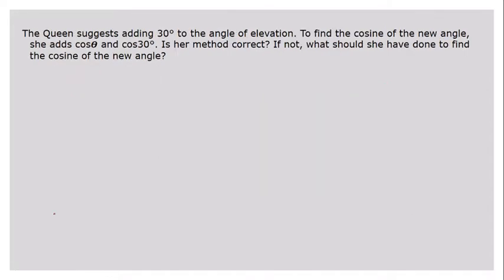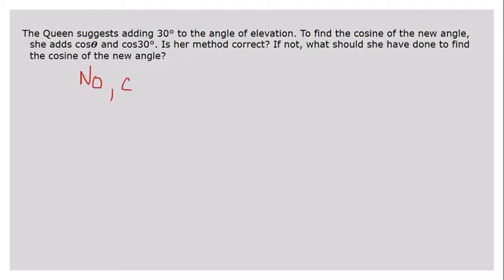The queen suggests adding 30 degrees to the angle of elevation. To find the cosine of the new angle, she adds cosine theta and cosine 30 degrees. Is her method correct? If not, what should she have done to find the cosine of the new angle? Well, if you look at your sum and difference identities, and look at the one for cosine of the sum, you don't just end up with a cosine theta plus a cosine 30, which is what the queen suggests. So no, her method is not correct.